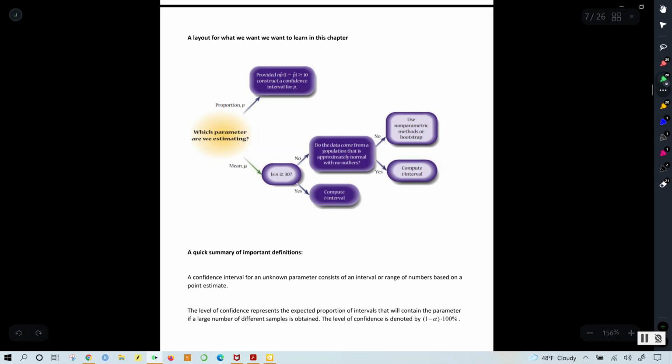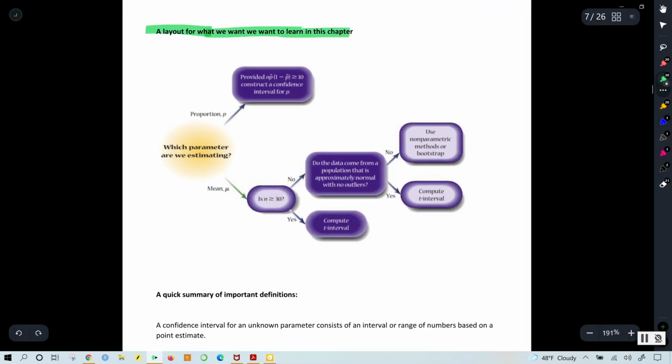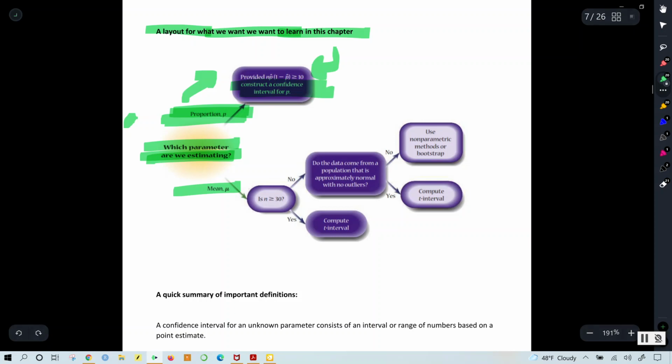We are now ready to consider a layout for what we will learn in this chapter. In particular, the question we are trying to answer is which unknown parameter of a particular population of interest are we interested in estimating? It could be the population proportion or the population mean. If we want to estimate the population proportion, we need to guarantee that certain conditions are met first before we can use a normal approximation to construct a z interval for an unknown population proportion.